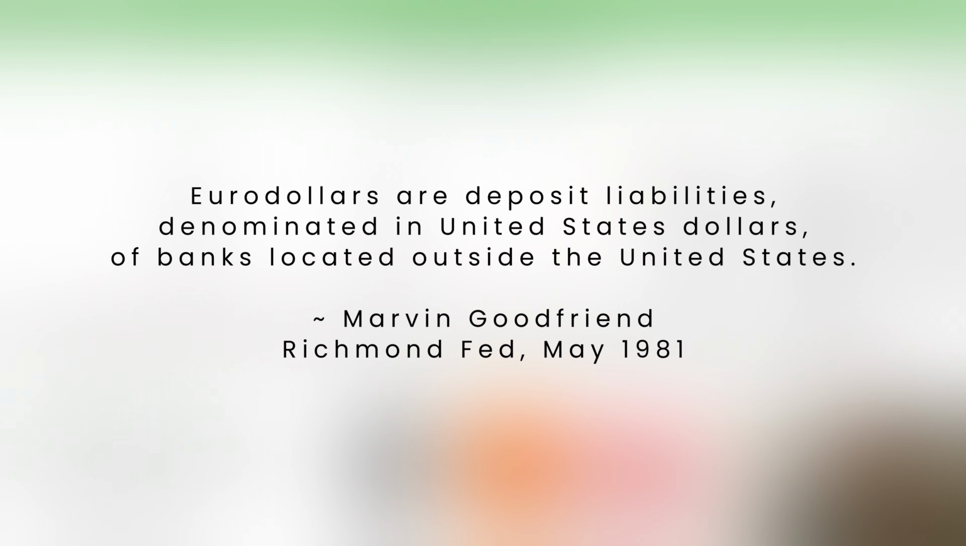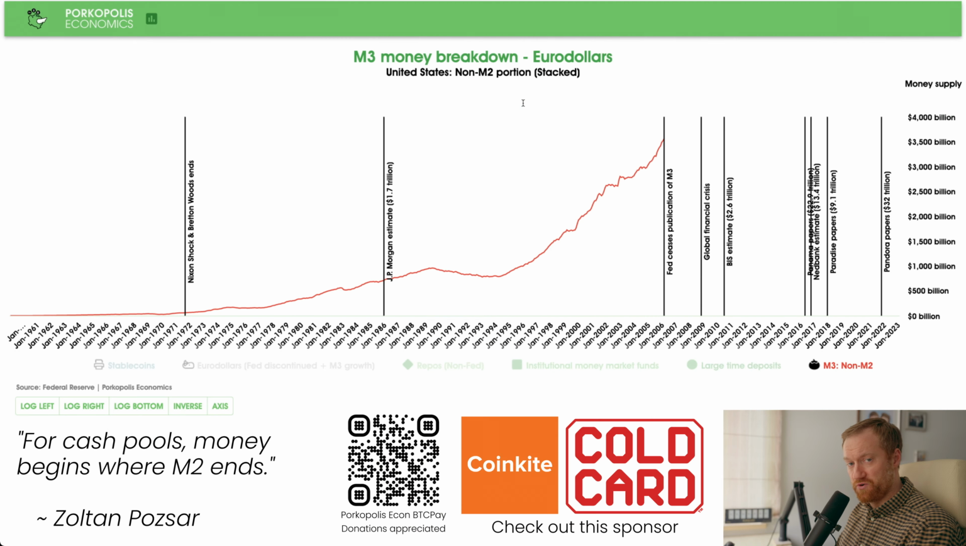But coming back to this definition now from Goodfriend, Eurodollars are deposit liabilities denominated in United States dollars of banks located outside the United States. Notice it doesn't say Europe anywhere. So that's just the traditional name. Eurodollars now, for sure, and even during this time in 1981, it's just the name, the nomenclature, the convention for dollar-denominated deposits outside the United States, but it is not limited to Europe. It's just the name that stuck, but Eurodollars can exist in South America, in Africa, and Asia as well.